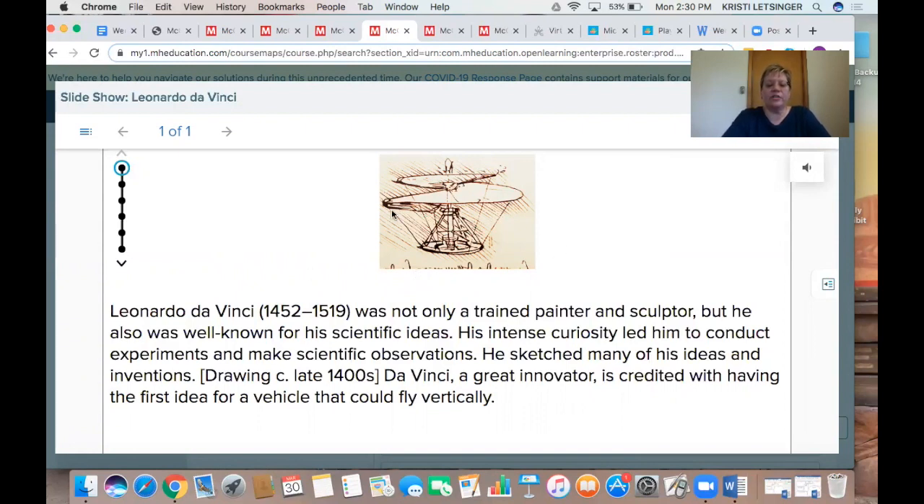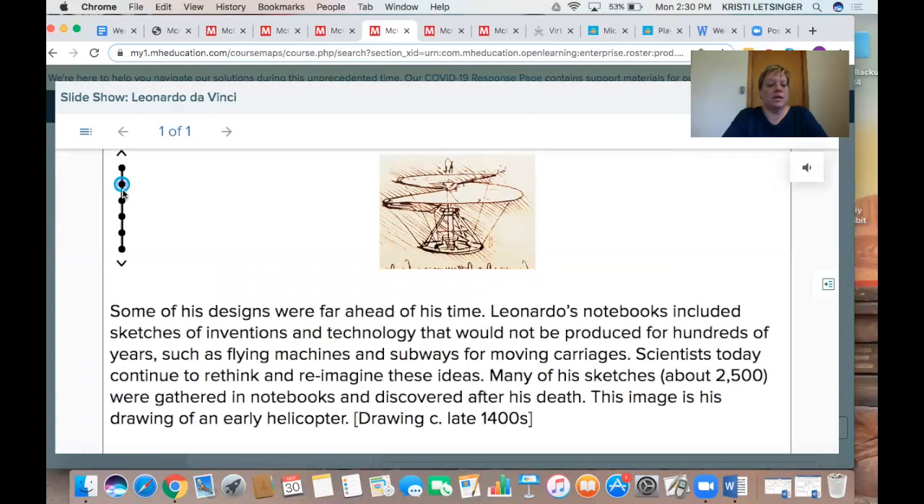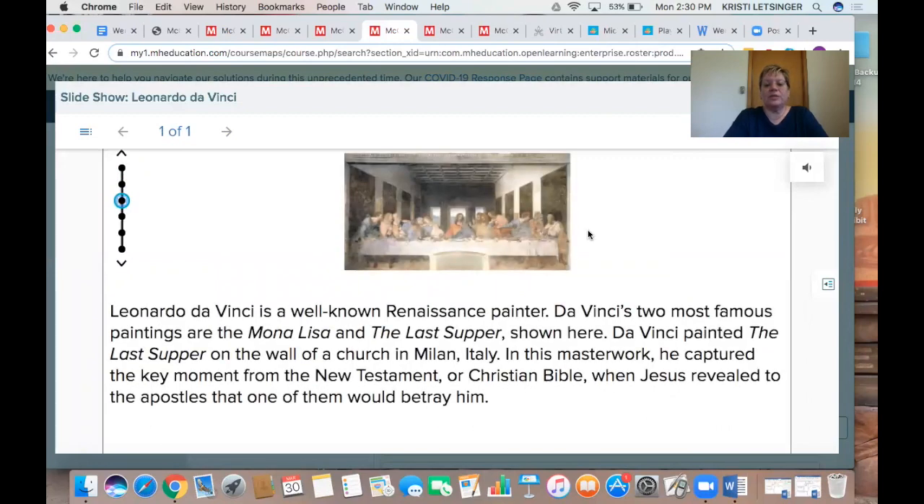This is his first sketch. This is a flying machine. He was one of the first people that we know of to ever have an idea for an invention of a flying machine. He never followed through with it. The materials weren't available at the time, but he did sketch it. He also painted this picture right here. This is one of the most famous pictures in the world. This is called The Last Supper.